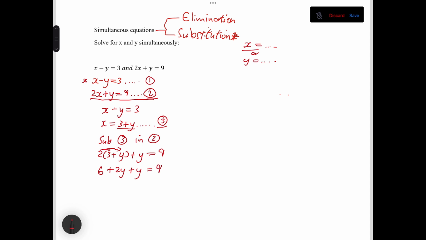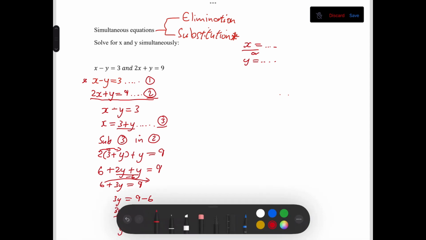We add the like terms. It's going to be 6 plus 3y equals 9. Therefore, 3y equals 9 minus 6. Remember, the sign has to change. And so we divide by 3 both sides. y is equal to 1. So that's our first variable solved. We name it equation number 4.